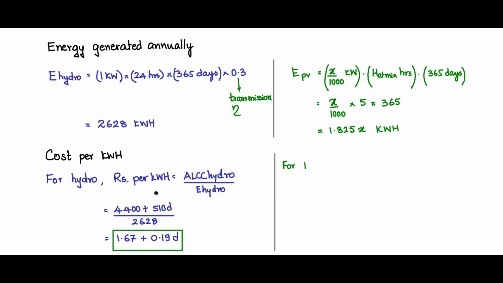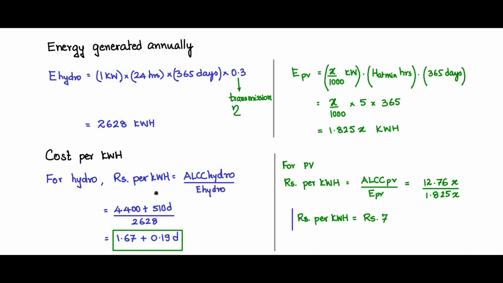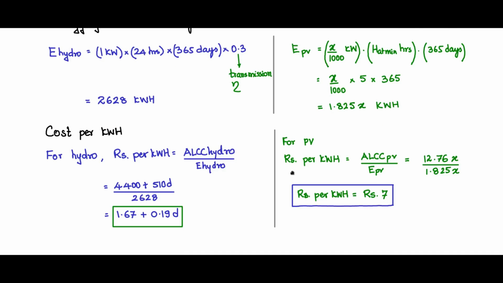Now for the PV, rupees per kilowatt hour or rupees per unit is ALCC PV by energy generated by the PV, which is 12.76x by 1.825x. X will cancel off, and the rupees per kilowatt hour is 7 rupees. So this is the cost per kilowatt hour.